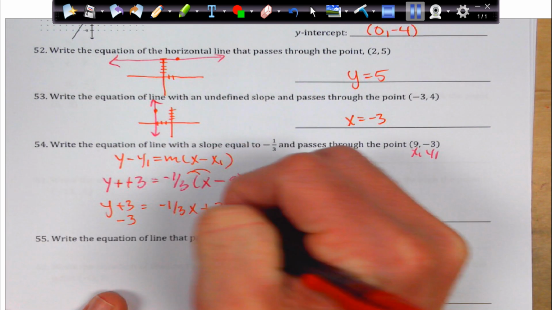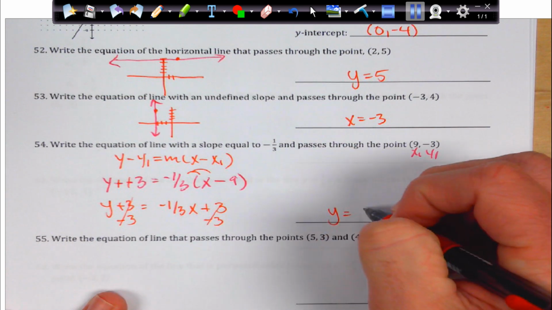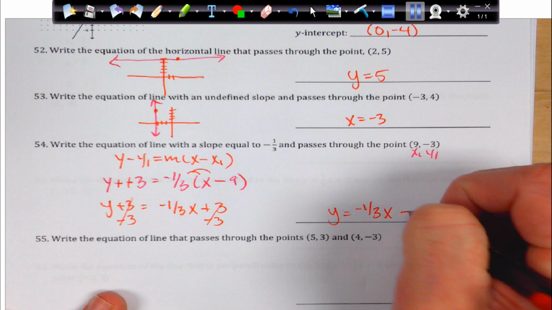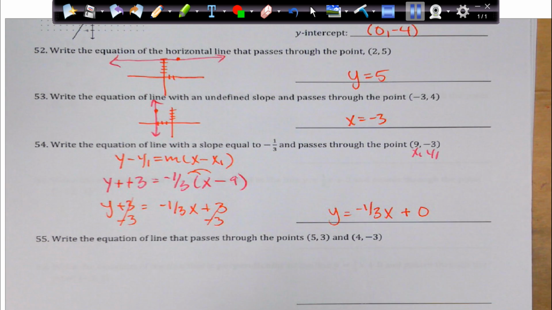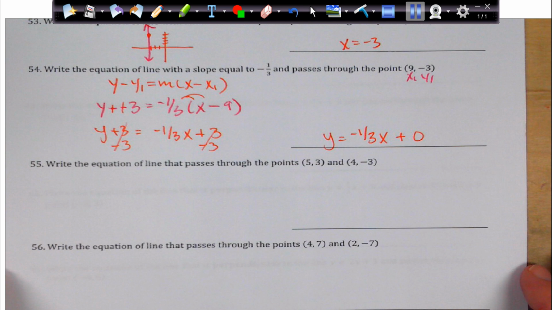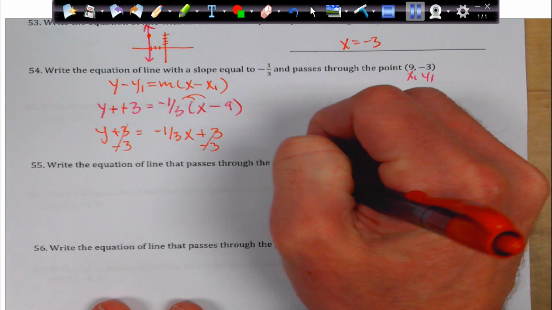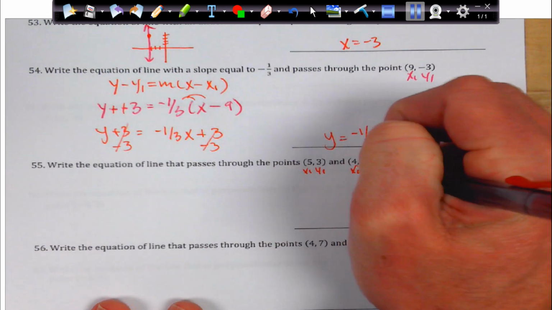And then when I subtract 3, it cancels out over here, but it will cancel here too. So I end up with y equals negative 1/3 x. I can write plus 0 if I want, so the y-intercept is at 0, 0 technically, but I don't have to write that. Alright, so for the next two problems, these are kind of the longer ones, where we have to find the slope first using slope formula, and then use point slope like we just did on this last one. So, buckle in, let's get started.